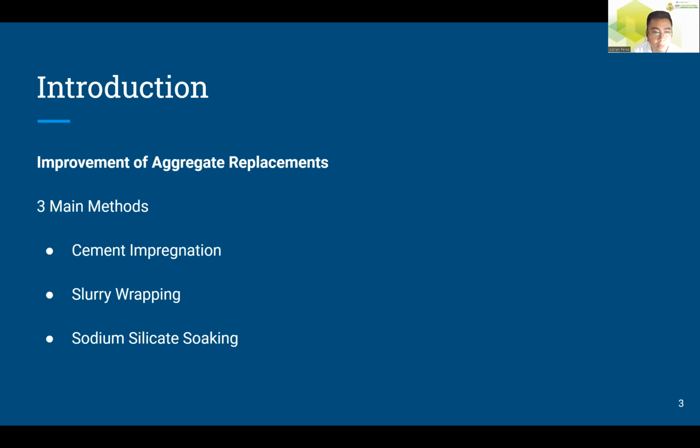Next, please. So here we have the three main methods that we use for this study as aggregate modification treatment methods. First, we have cement impregnation. Next, we have slurry wrapping. And lastly, sodium silicate soaking.